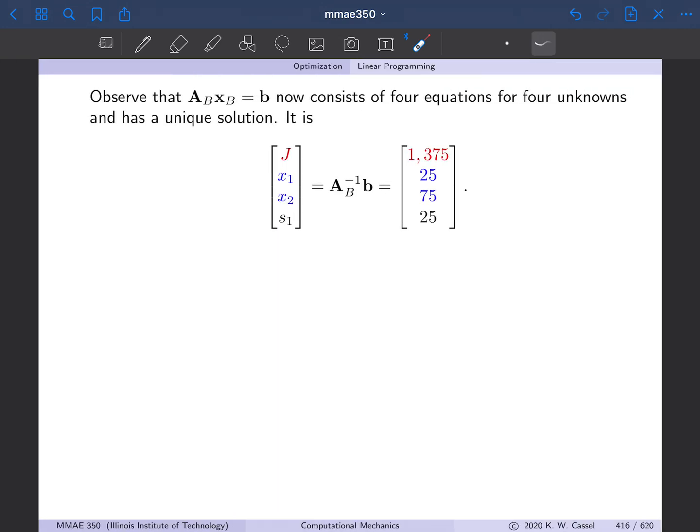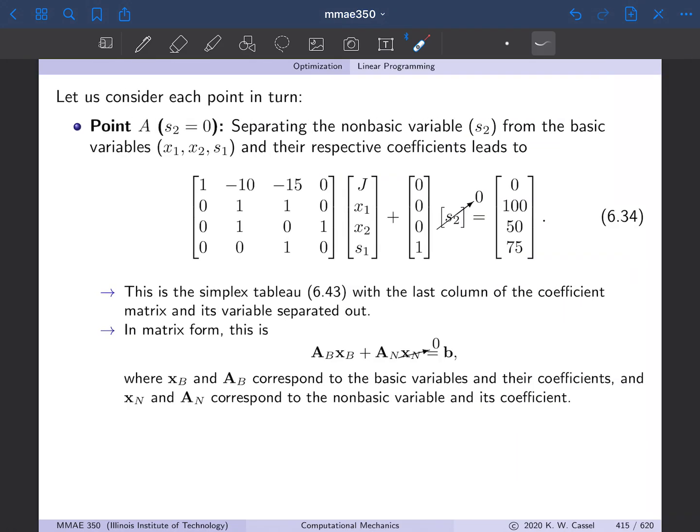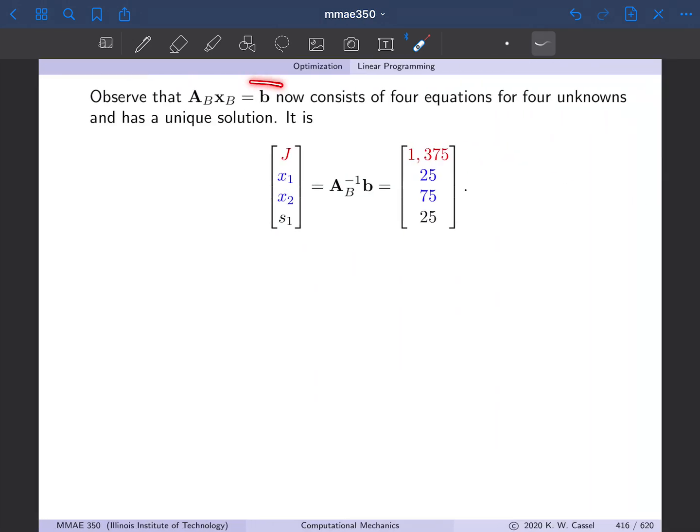Okay, so if A, B times XB is equal to B, because the XN are 0, then this is our system of equations. As I said, it is 4 equations for 4 unknowns, so it does have a unique solution. And here is that unique solution.